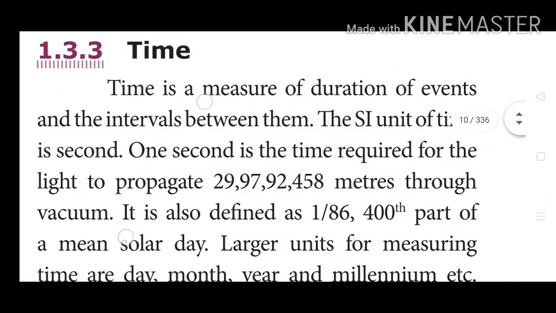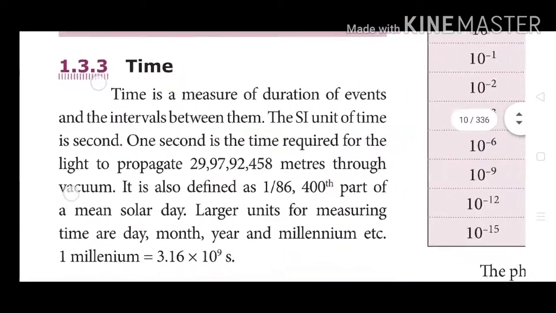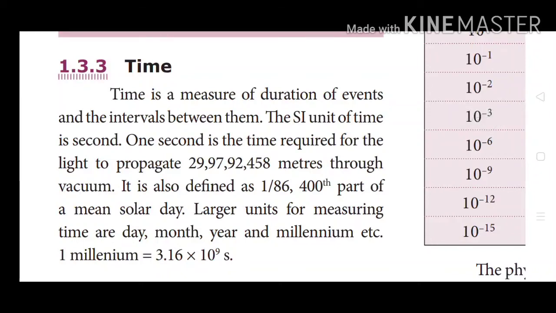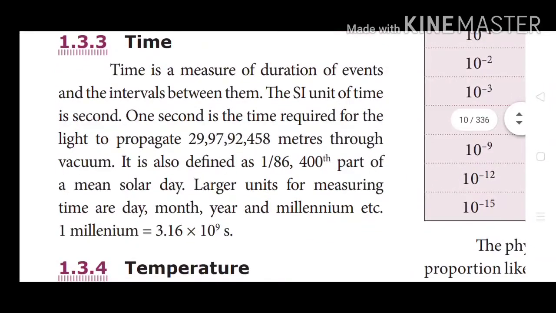Now, what is meant by time? Time is the measure of the duration of events and the intervals between them. The SI unit of time is second. 1 second is the time required for light to propagate 29 crores 97 lakhs 92,458 meters through vacuum. It is also defined as 1 by 86,400 part of a mean solar day.